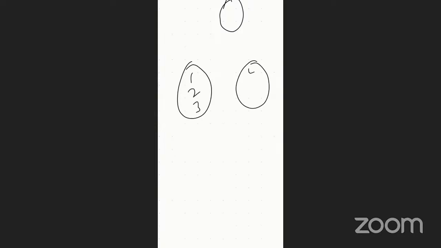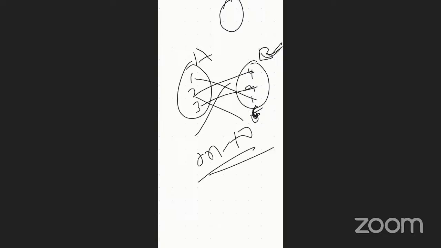Suppose the function is like this: 1, 2, 3, and this is 4, 9, 16. This is A and this is B. Observe the codomain B. Every element has a pre-image, but 6 doesn't have a pre-image. 6 is not mapped from any element in the domain. So we can say that it is not an onto function. Understood? So this is the one-one function and onto function.